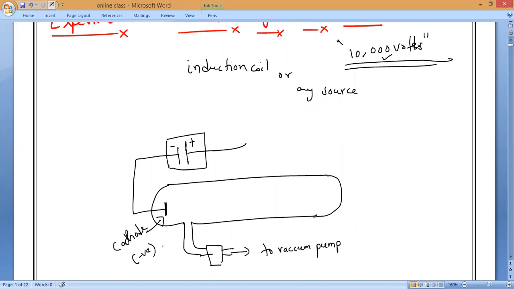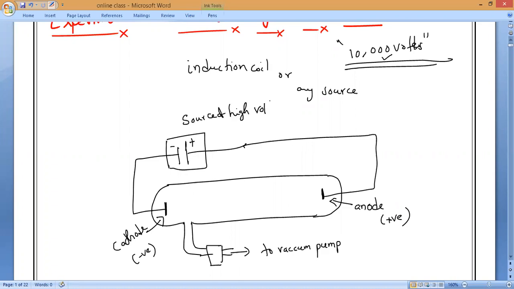Cathode, negative charge. Now on this side, we'll have one more electrode. That is called the anode. These are positive charge. Now, this is the source of high voltage. Either we can take a high-voltage source, or to increase the voltage we can use an induction coil. The induction coil will increase the voltage.